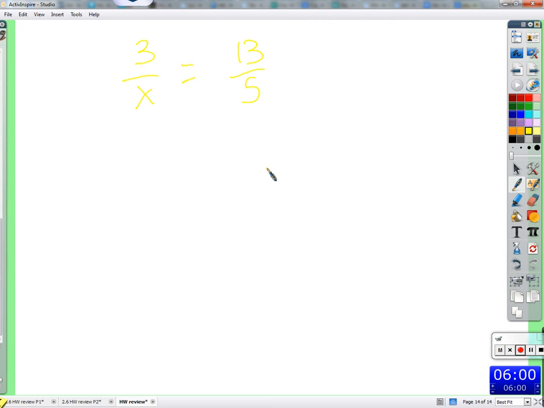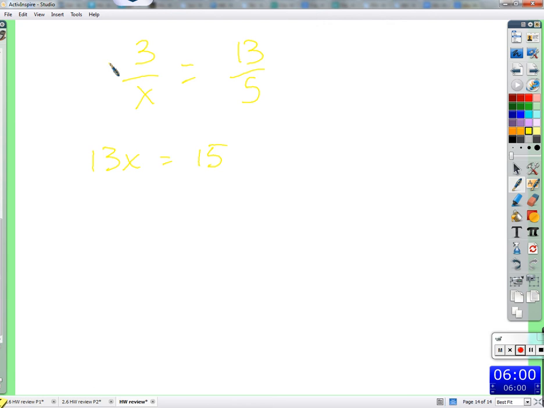13x equals 15. 5 times 3 is 15. Yeah. Cross multiplication helps us out because what's the weird thing about this equation? Where's x? Oh, the denominator. X has never been in the denominator before, right? So we use cross multiplication. It's no longer in the denominator.